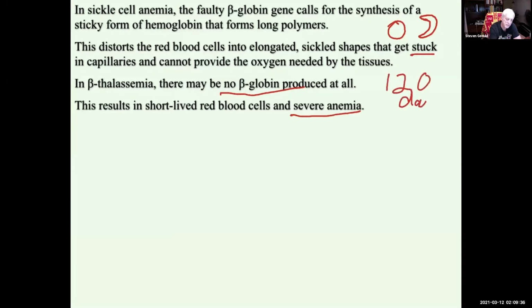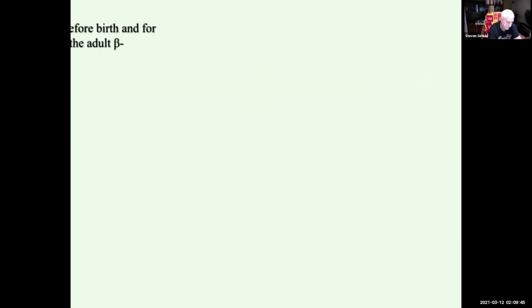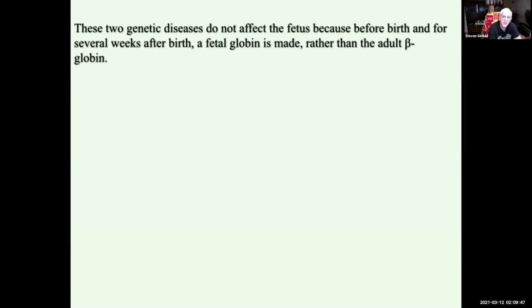Red blood cells live about 120 days, then they're replaced. Okay. So with beta thalassemia, they don't live that long. They actually are cut in half. They live only 60 days. Okay. Both these diseases do not affect the fetus, though.